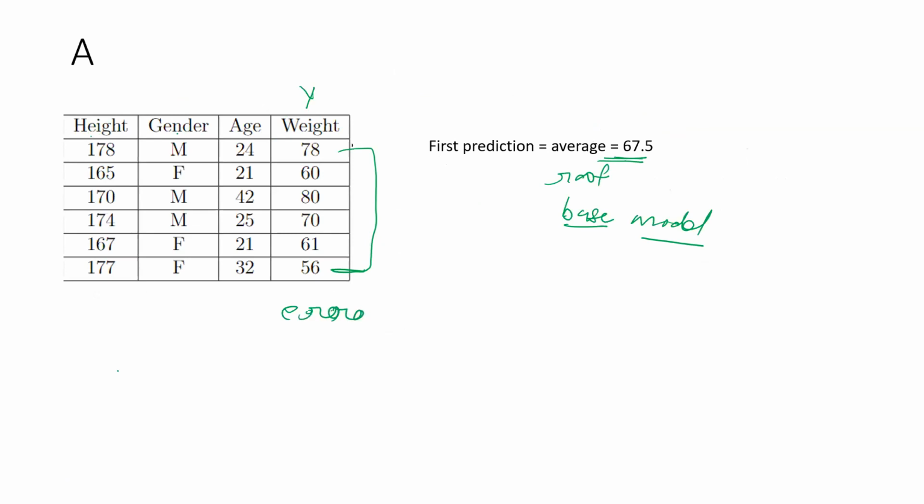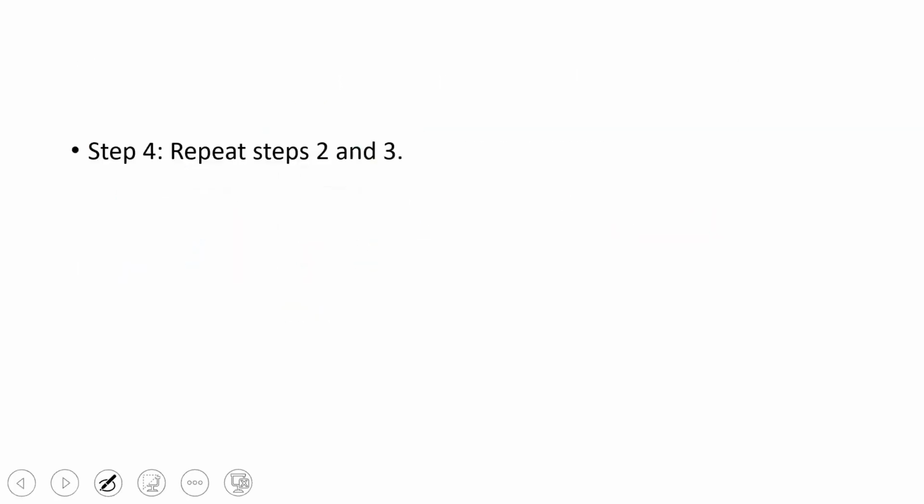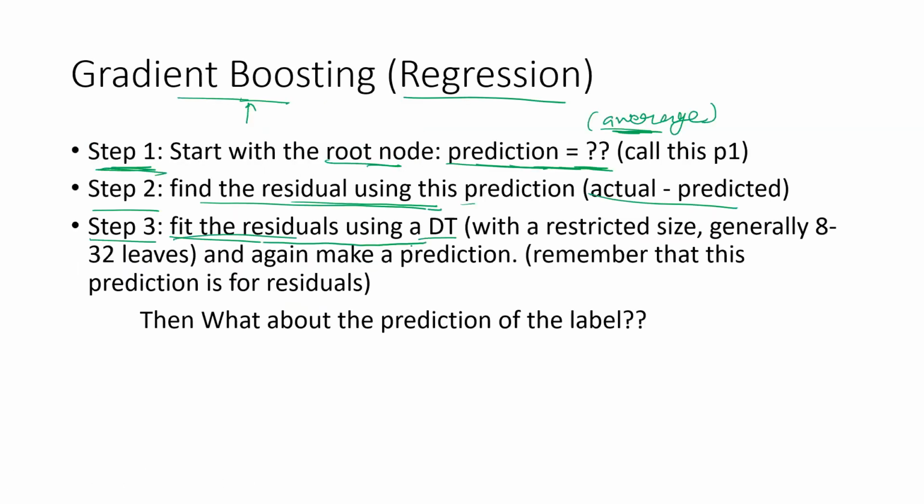The residual. In the next step, we create the residuals, right? The residual is the actual minus predicted, so 78 minus 67.5, say here 67.5. So every residual is created now. What is the next step? You fit the residuals. Remember the third step: fit the residuals using a decision tree. And in the decision tree, we restrict the size, generally 8 to 32 leaves. And then make the predictions again.